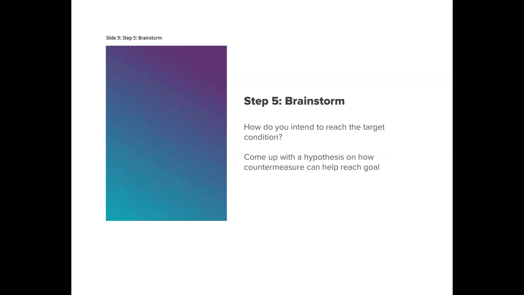As we move on, step 5 is to brainstorm and determine some potential countermeasures that you could introduce to experiment and attempt to solve the problem. Brainstorming is one of the most important parts of step 5. This should include how you intend to reach the target condition. If our brainstorming is good enough to identify the target, then we will definitely reach that particular target. Meaning, a hypothesis on how the countermeasure could help reach the goal.